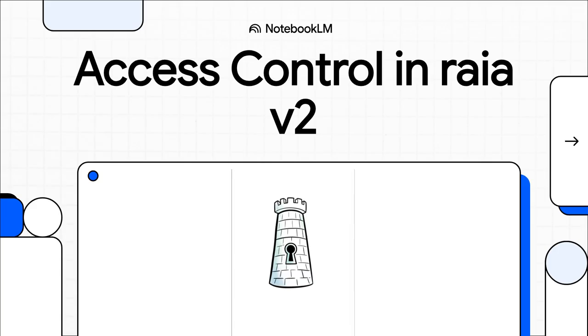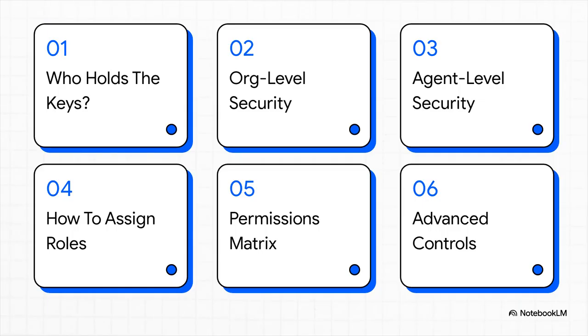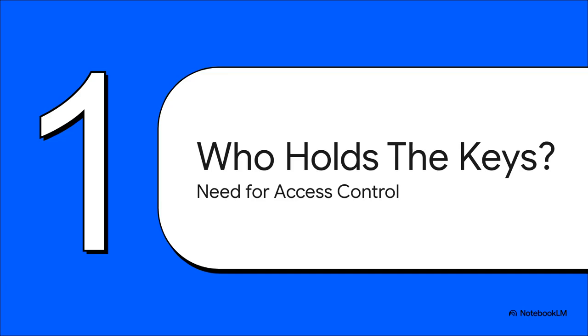Let's get into it. Here's how we're going to do it. First, we'll figure out who should even have the keys. Then, we'll secure the main fortress walls. That's your organization's security. After that, we'll zoom in on each tower, which are your individual AI agents. And of course, we'll show you how to actually assign all these roles, look at the master blueprints, and wrap up with some really cool advanced controls. Okay, let's jump right into the most important part.